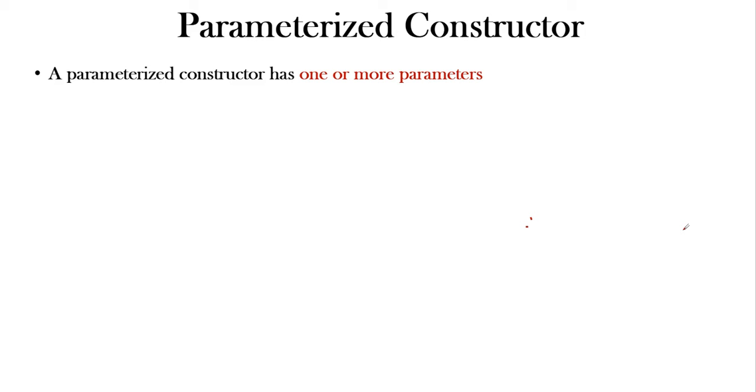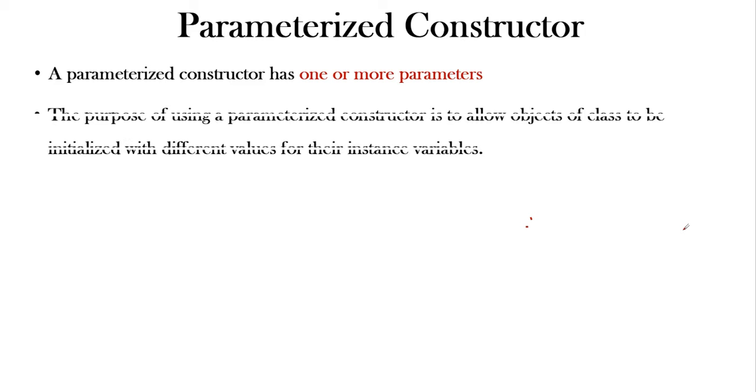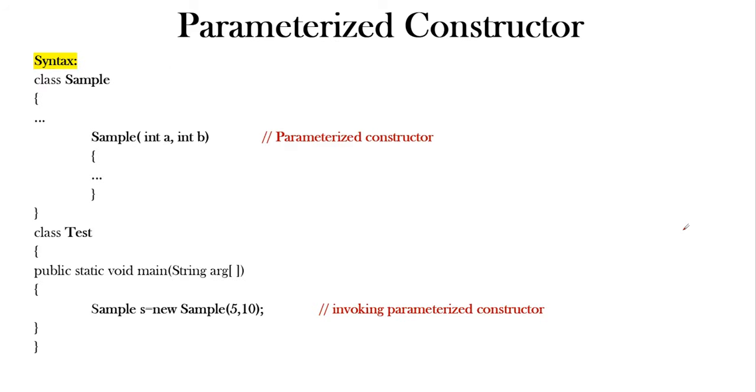The next type of constructor is a parameterized constructor. The parameterized constructor has one or more parameters. It is useful in cases when the object needs to be initialized with different values as required by the user. This is the syntax for the parameterized constructor.